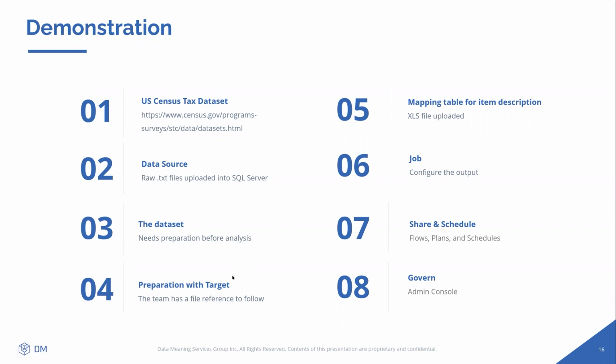We have a preparation target. We have some data that was prepared from previous years, and the team has a file reference to follow. So we want to start with a raw table and get into a target table. We also need a mapping table for item descriptions, which is an XLS file that was uploaded. We have a job, and as I mentioned before, we're going to configure the output for this job.